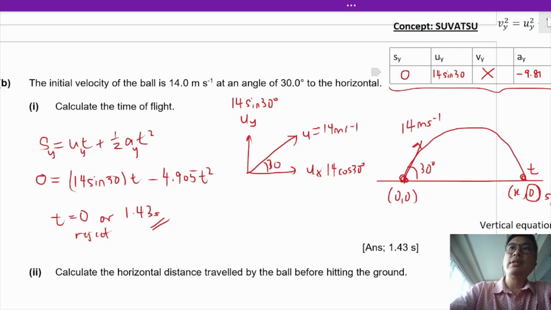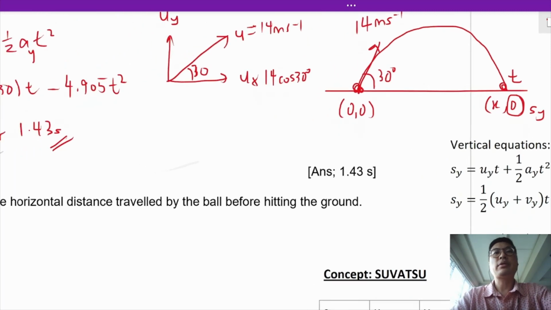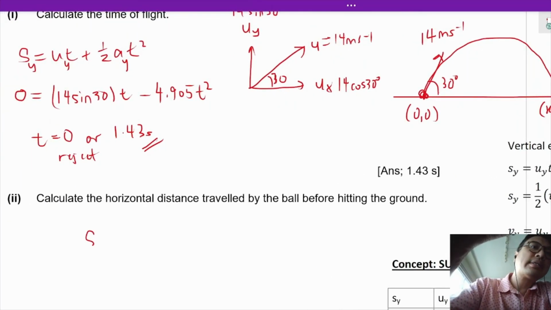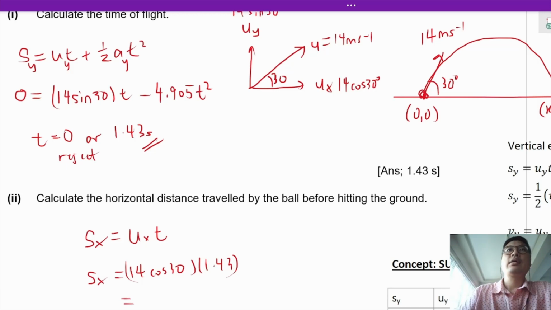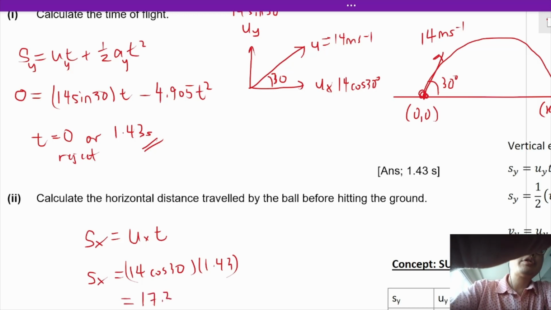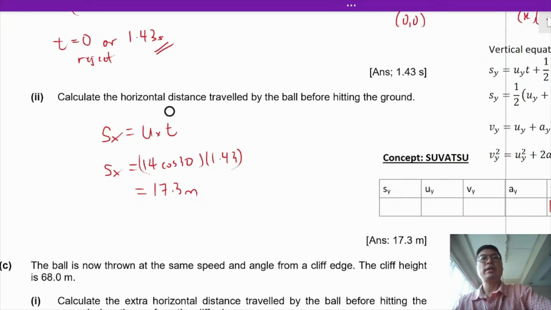The horizontal velocity, which we can copy down from before, is 14 cos 30. So over here, we can use the horizontal equation, which is Sx equals uxt. So Sx is equal to 14 cosine 30 times the time of flight to the end, which is 1.43 seconds. So this will be 17.3 meters.